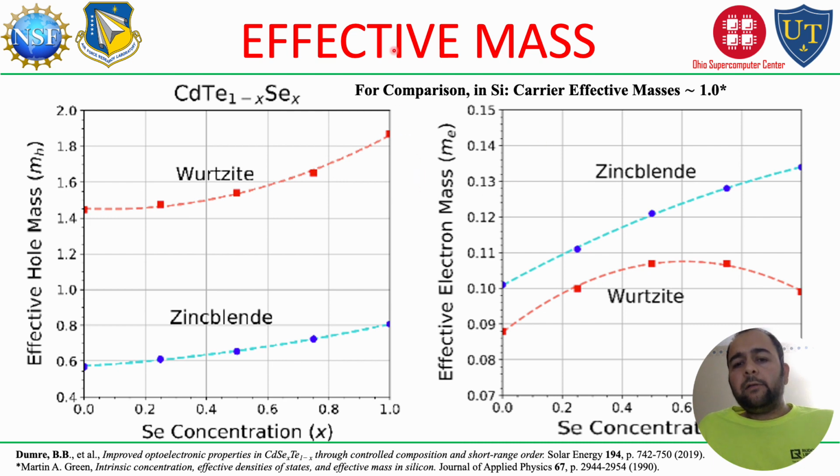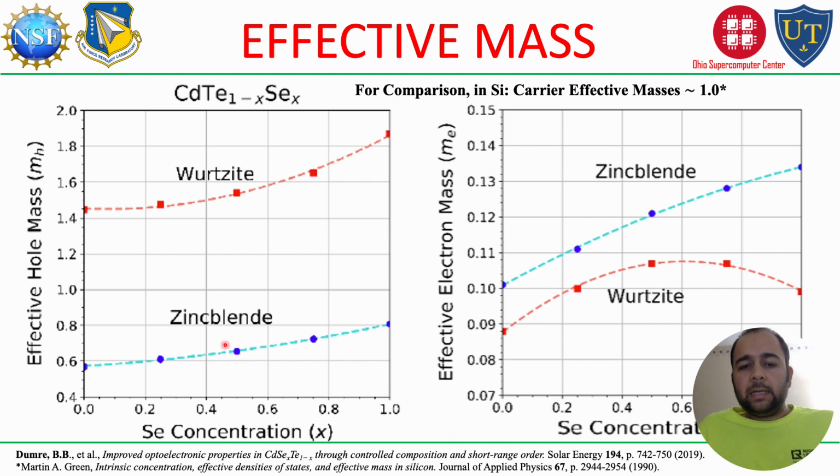We have also calculated effective masses. The electron effective masses have upward bowing, whereas the hole effective masses have downward bowing. For comparison, silicon has an effective mass of 1. So the zinc blende crystal structure has a lower effective mass compared to silicon, whereas the Wurtzite structure for the hole effective masses has a higher value of effective masses compared to silicon.